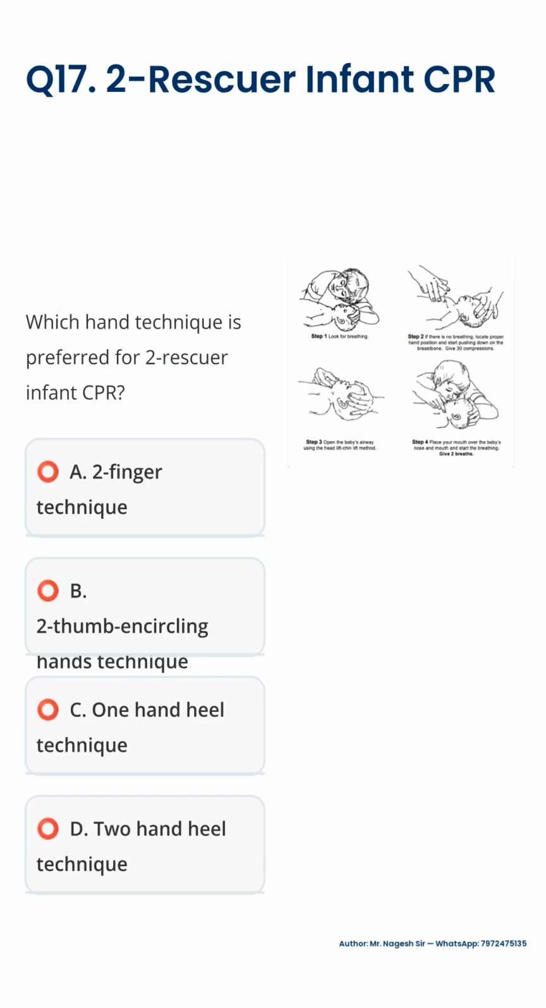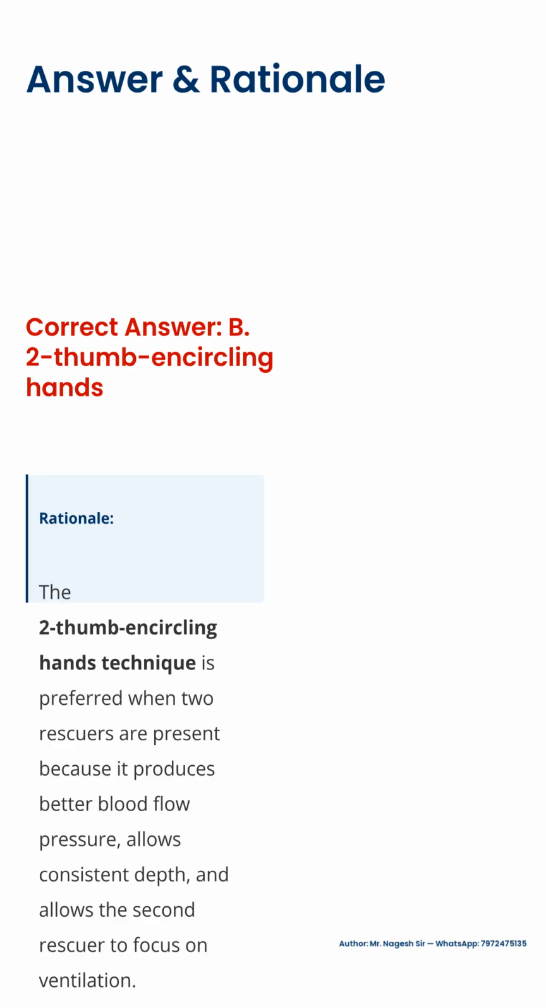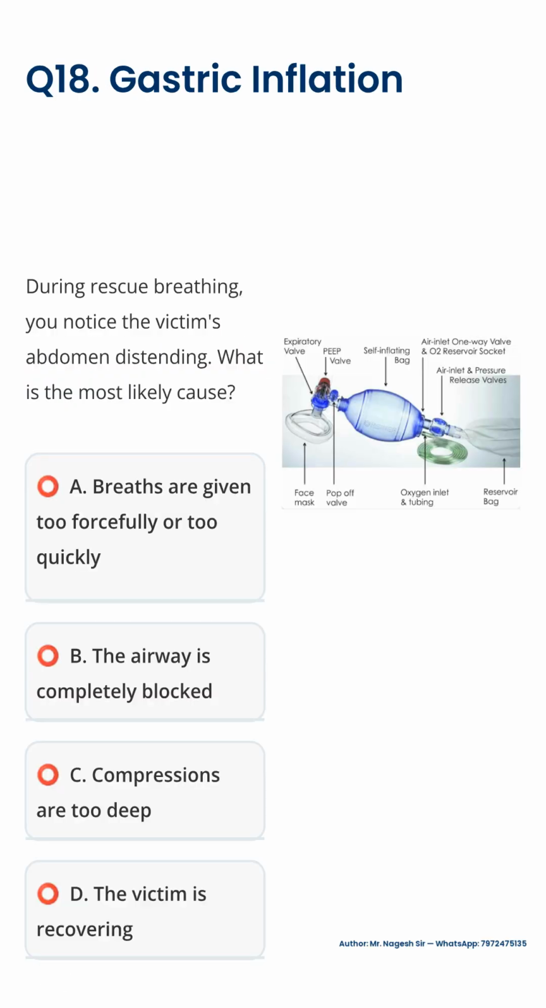Question 17. Two rescuer infant CPR. Which hand technique is preferred for two rescuer infant CPR? The correct answer is B. The two-thumb encircling hands technique. This technique is preferred with two rescuers because it produces better blood flow pressure and allows the second rescuer to focus on ventilation.